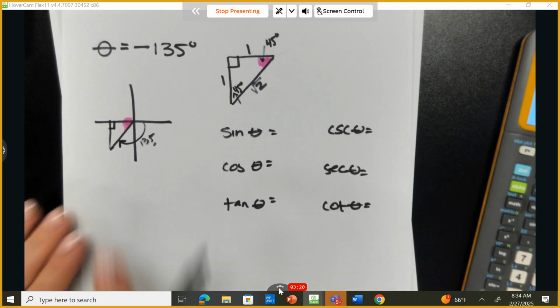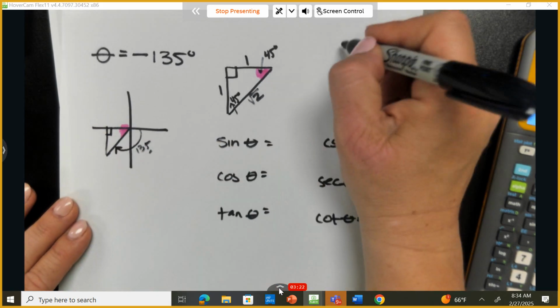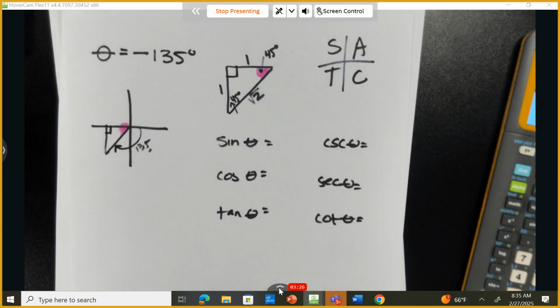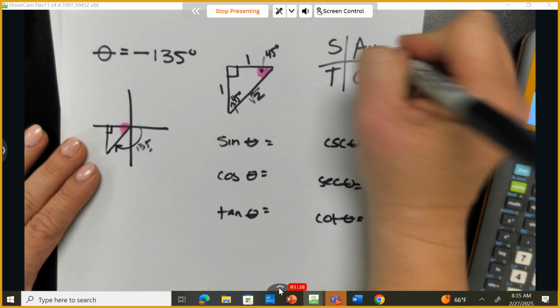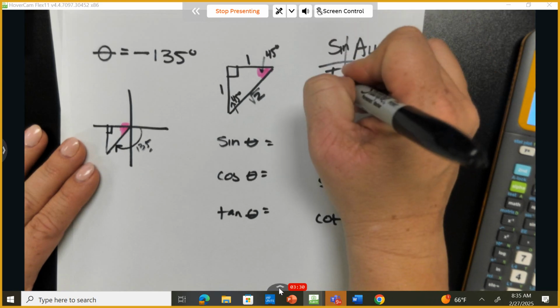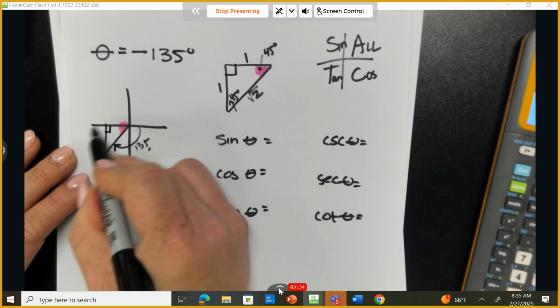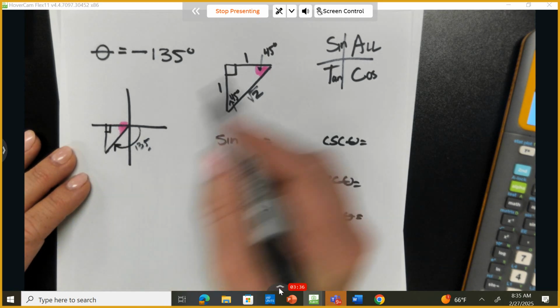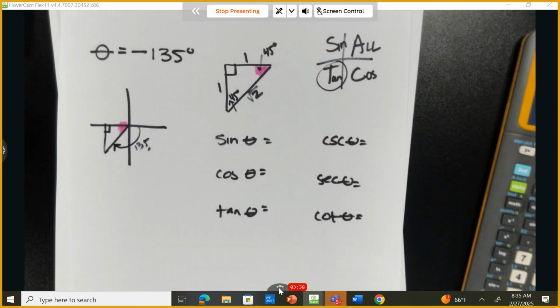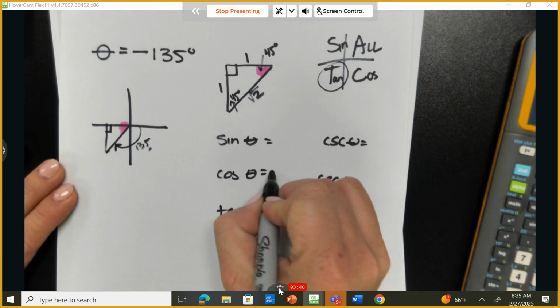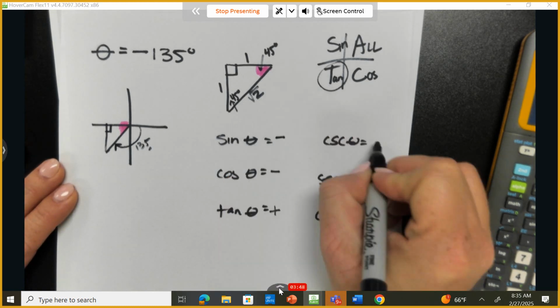Let's get started. In quadrant number 3, all-star trig class. That's an acronym. What does it tell me? All things are positive. Only the sine is positive. Only the tangent is positive. Only the cosine is positive. This terminal angle landed in quadrant number 3. That acronym tells me that only tangent is positive. So right away, tangent and its reciprocal is positive. Everything else has 1 negative in front of it.